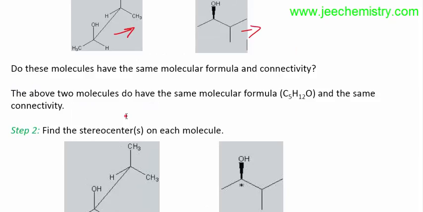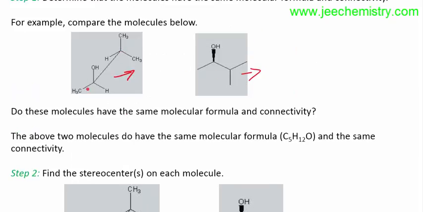First of all, we have to find the chiral center. This is a chiral center, denoted by a star, because four different groups are attached: 1, 2, 3, and 4. But this is not a chiral center because two groups are identical. So this is not a chiral center. This is a chiral center. Similarly, this is a chiral center, four different groups are attached, but this is not a chiral center.